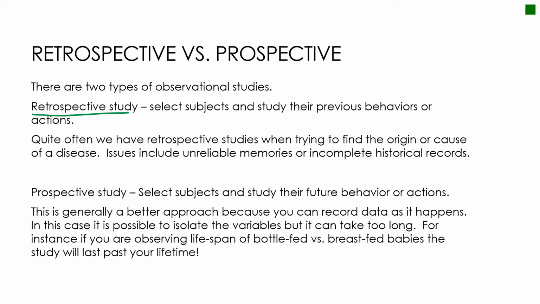This is quite often used with medical problems. This group of people has cancer. Let's look back through their past and determine why they got cancer, etc. Quite often we have those when looking for the origin or a cause of something. The problem with a retrospective study is that often there are unreliable memories, or maybe note-taking and record-keeping wasn't as great as it should have been.